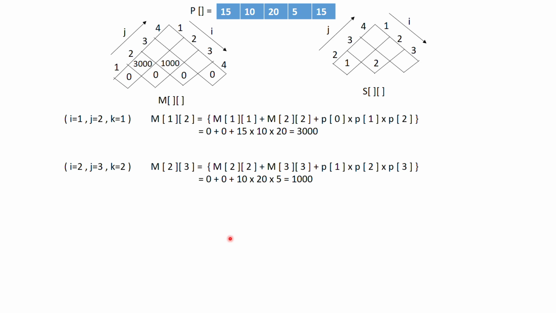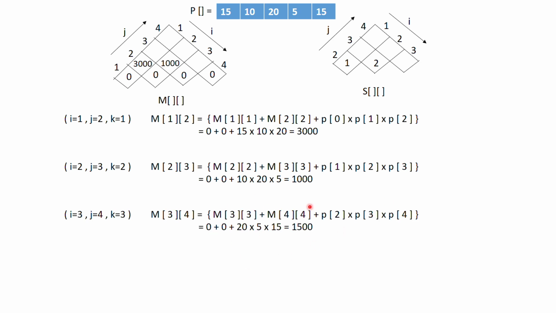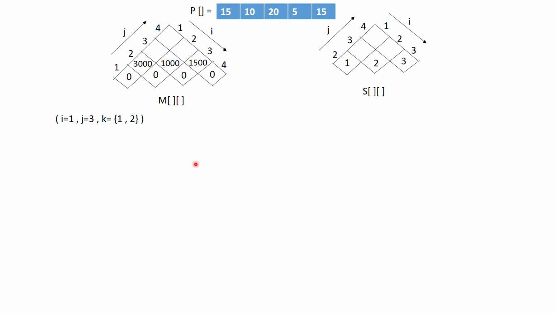Done. For M of 3, 4, this part, K will be 3. You can see the calculation. And now let's update the M table and S table. Next one is M of 1, 3. For this K can be 1 and 2. Now we have to find the minimum value of M of 1, 3 over the values of K, and that value will be stored in the M table, and the K value for which we get the minimum M of 1, 3 will be stored in the S table.